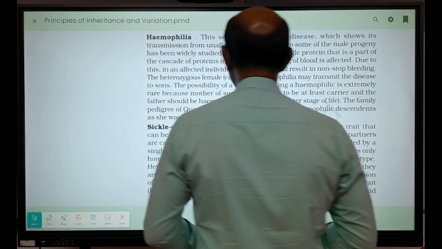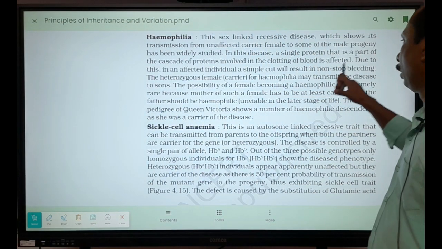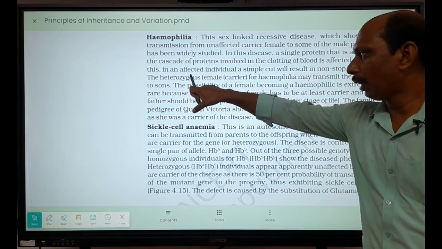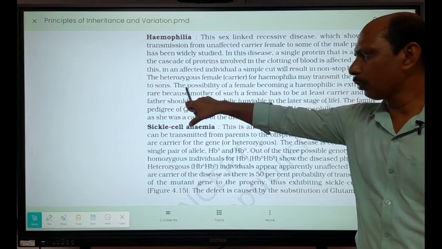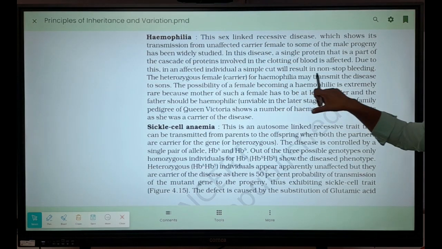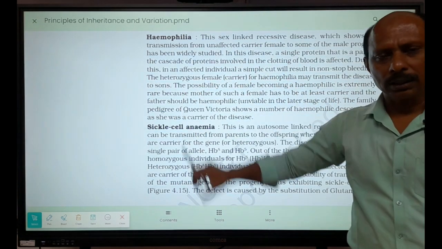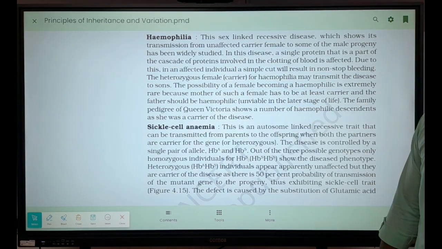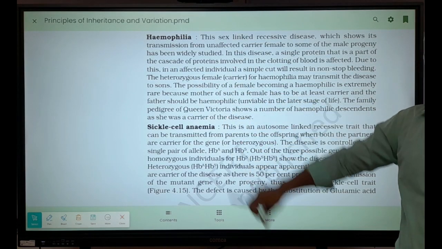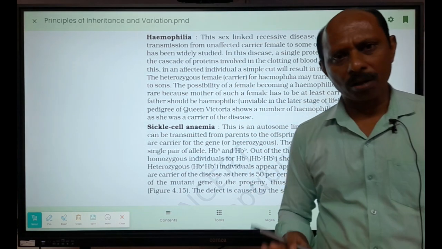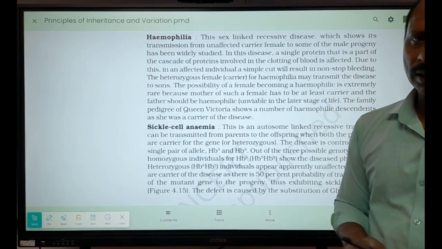That's why it is also called bleeding disease. Due to this, in an affected individual, a simple cut will result in non-stopping bleeding. The heterozygous female that is a carrier for hemophilia may transmit the disease to the son. Only sons get this one, right? So heterozygous female means it is a carrier. Phenotypically she is normal, right? But genotypically she is a carrier.